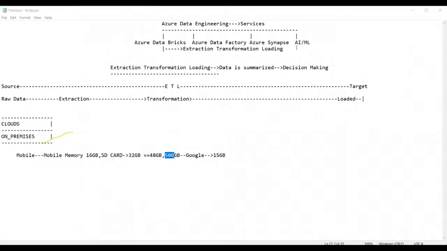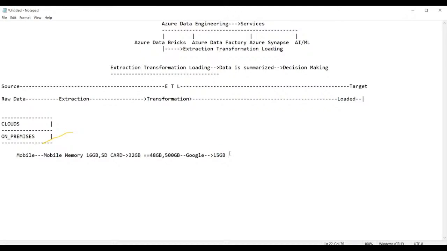My question is that my mobile memory already has 16 GB, and I have installed an SD card which has 32 GB memory. Totally, both memories amount to 48 GB. But I have some more, 500 GB, to be stored. So for that, I took the support of Google Drive, and Google Drive is providing only 15 GB. What is the alternative for me now?